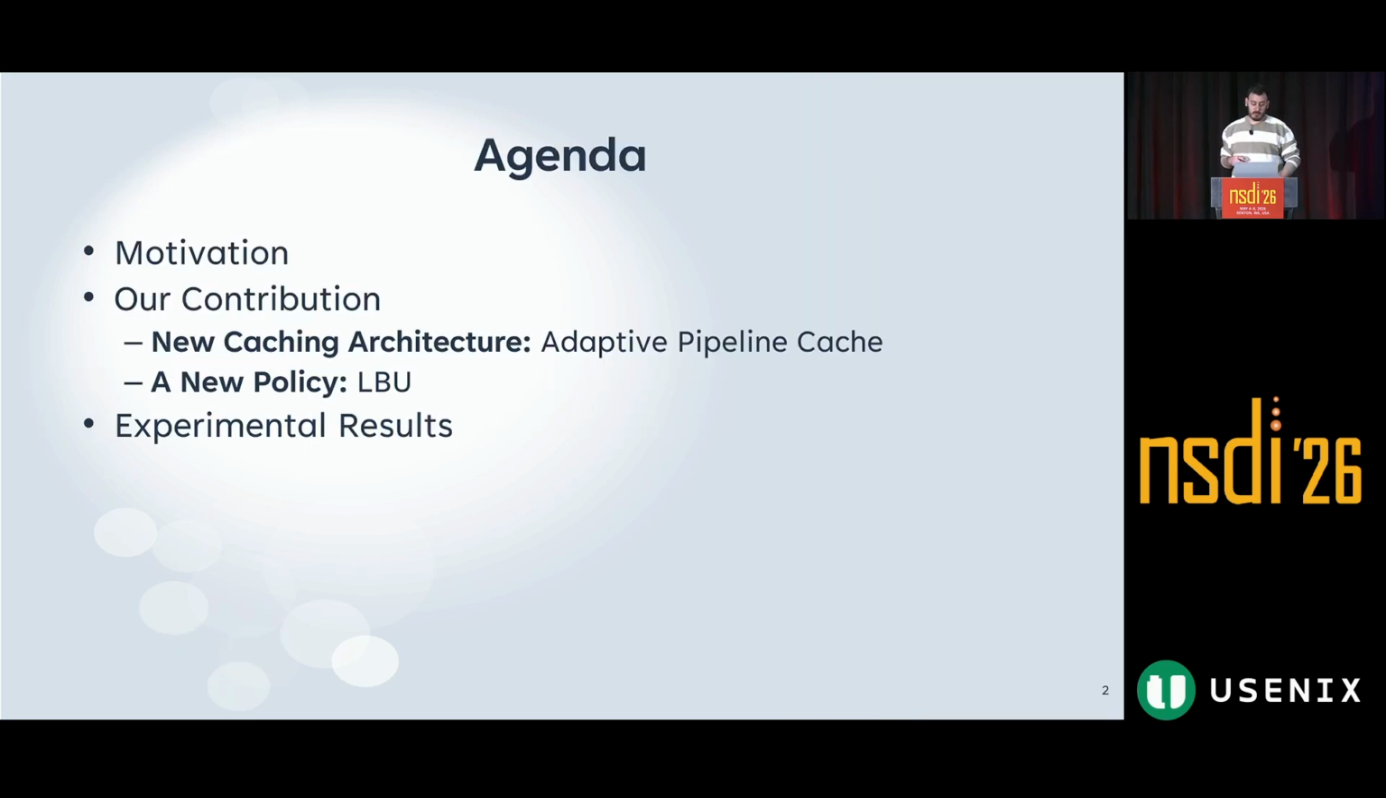So I will start with some motivation. I will go over our contribution, which is 1, a new caching architecture called Adaptive Pipeline Cache, and 2, a new caching policy called LBU. And then I will finish with experimental results that will show our benefits.